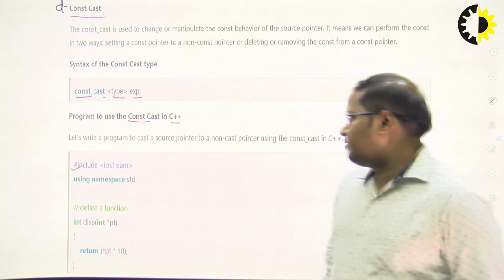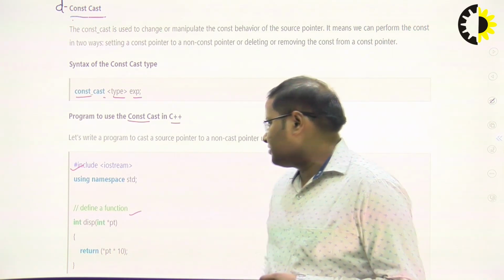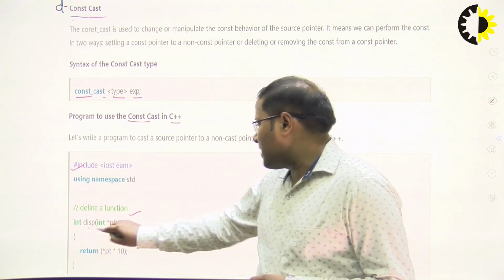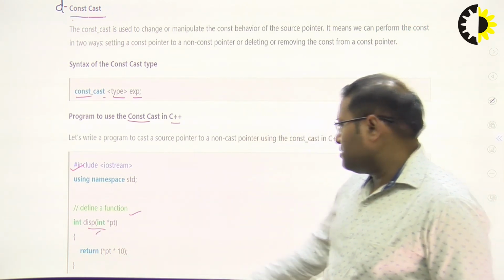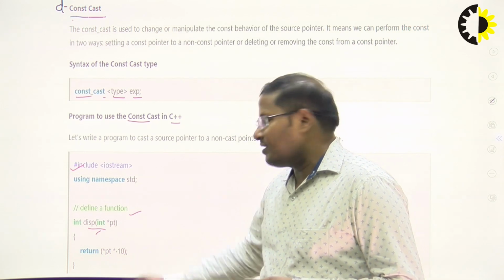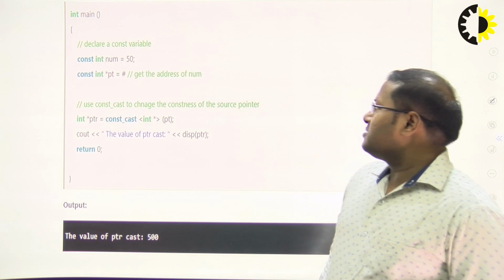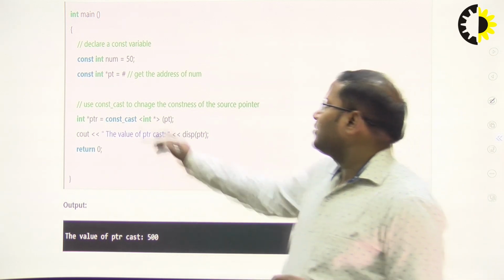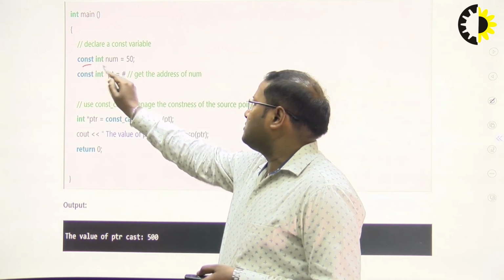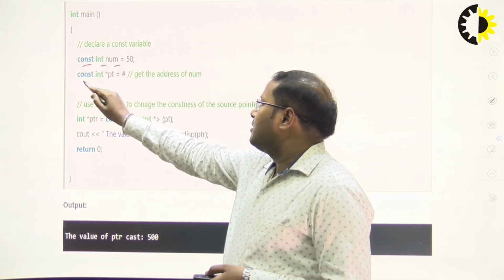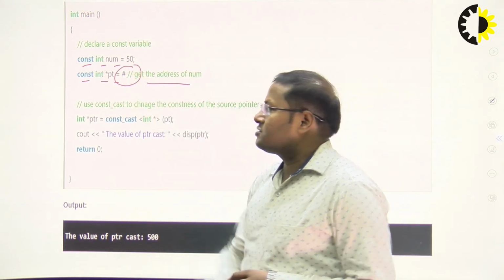#include <iostream>. Firstly, a function is defined, int display, and the parameter passed is a pointer of the integer type. Return *pointer multiplied by 10. In the next segment of the code, the main function is written. Here a const variable is declared, const int num = 50, and const int *pt gets the address of num using this code.